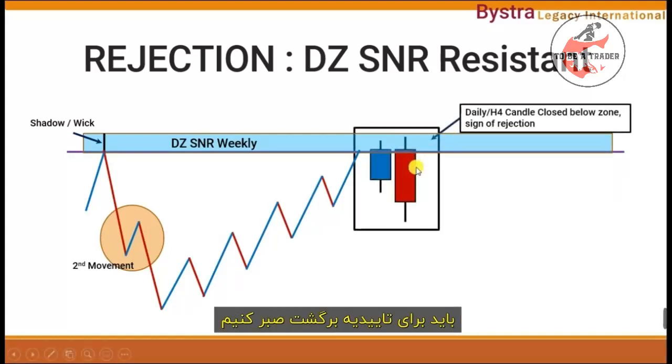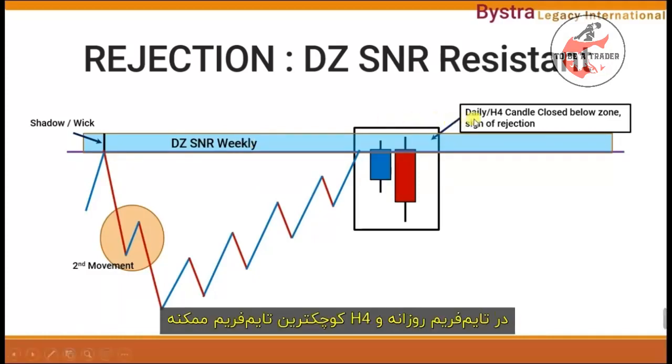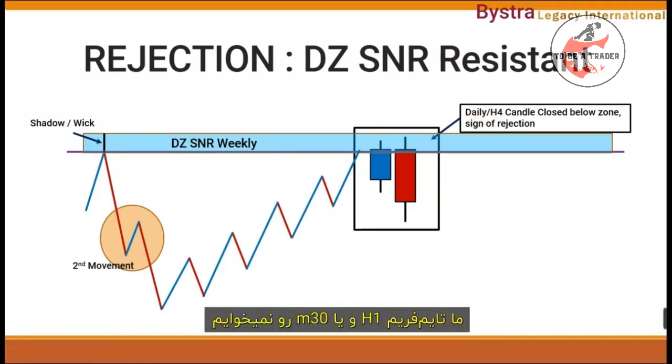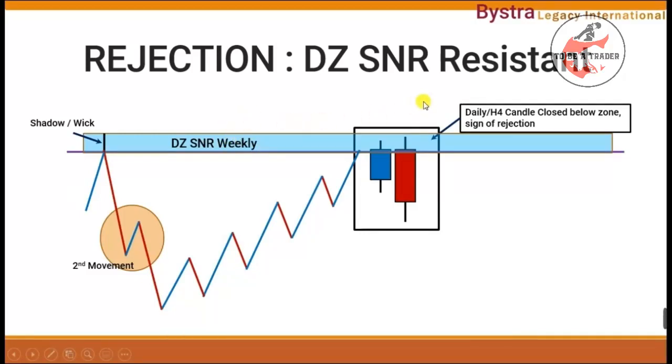The confirmation of rejection. Since this is the weekly time frame, then we have to wait for the rejection at what time frame, guys? The daily and the H4. H4 is the minimum. We do not want the H1 or M30. So if this is the daily time frame, what is the time frame rejection that we are waiting for? The H4 and the H1.